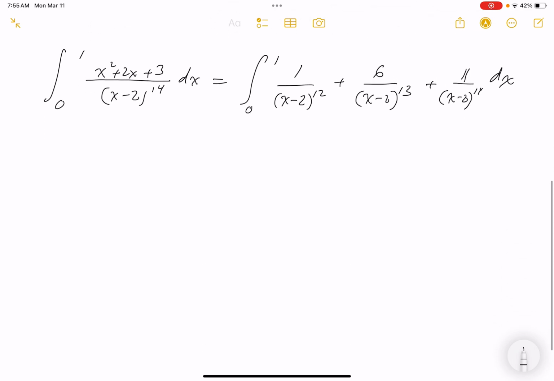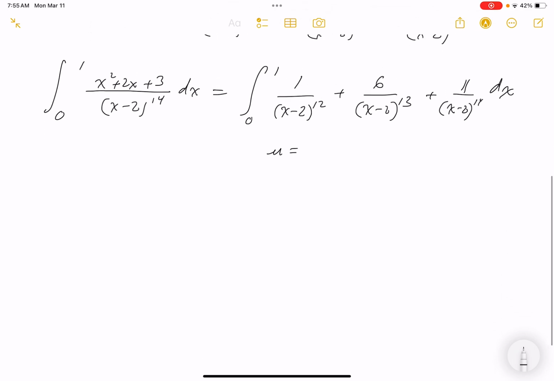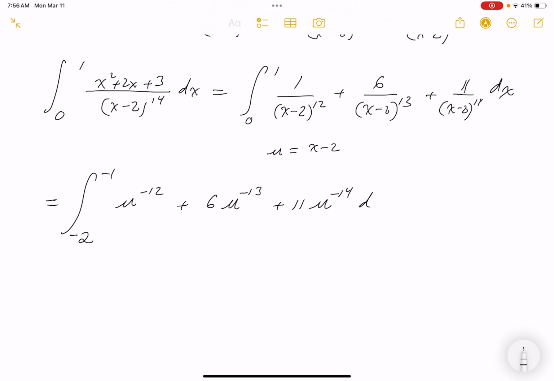I make a substitution. I'm going to let u equal x minus 2, and I'm going to change the limits of integration, by the way. So I'm going to start at minus 2 now, because if x is 0, I get minus 2 for u. And if x is 1, I get minus 1. And what do you get over here? You get 1 over u to the 12th power, which is u to the minus 12. And then you get what? Plus 6, u to the minus 13, plus 11, u to the minus 14. And that's going to be du now. I'm sorry, I should have written that down.